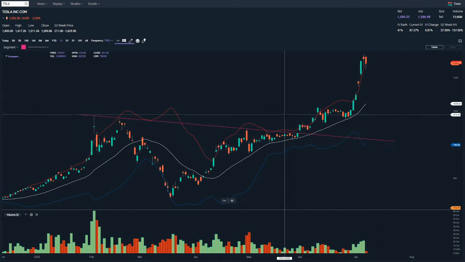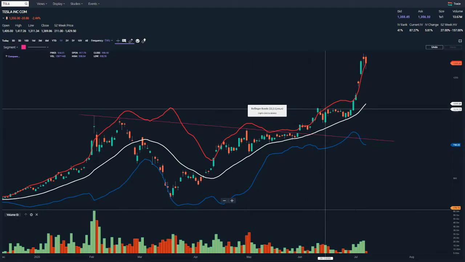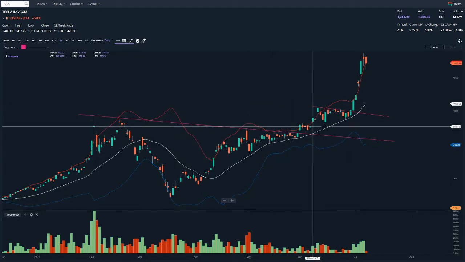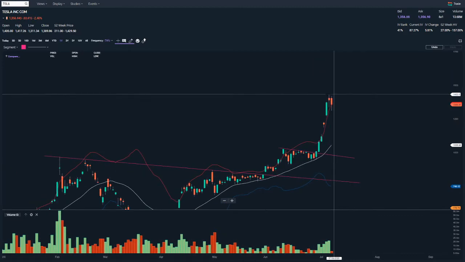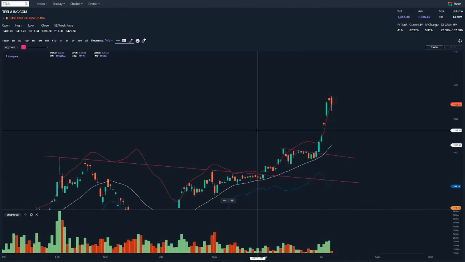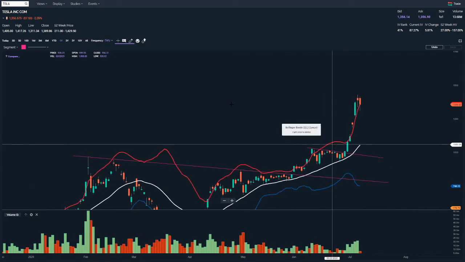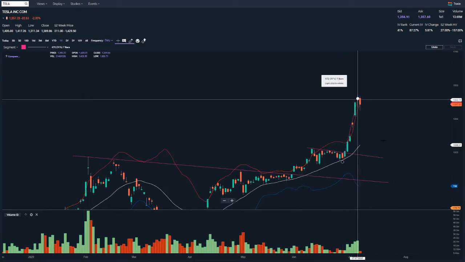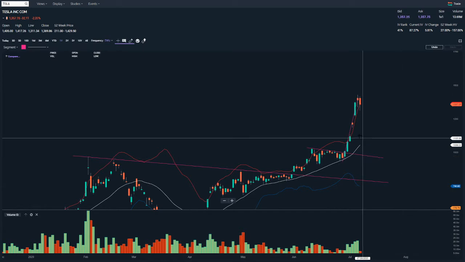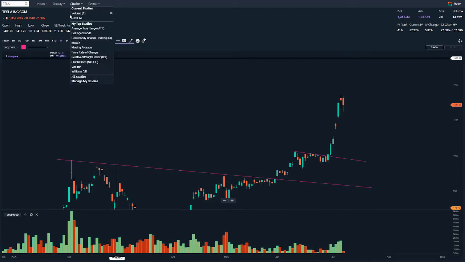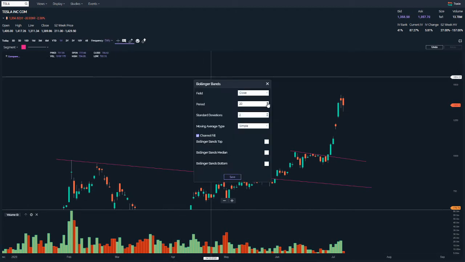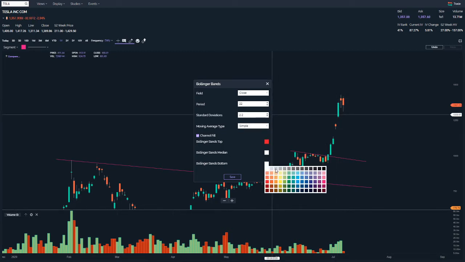Tesla is really just a rocket ship. You've got push up, retrace, another push up. So, price is outside the Bollinger Band, but it's very hard to ignore this strength up, and the strength is going to act as support. Hold on for a second.